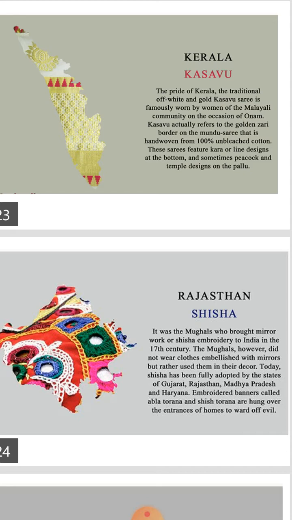It's a traditional off-white Kasavu sari with gold. Kasavu actually refers to the golden sari border, and the Mundu sari is hand-woven from 100% unbleached cotton.